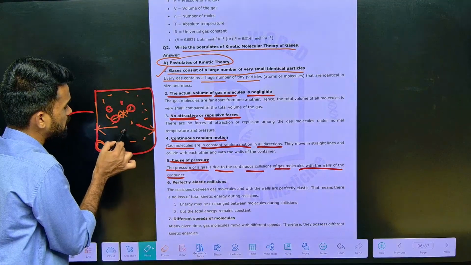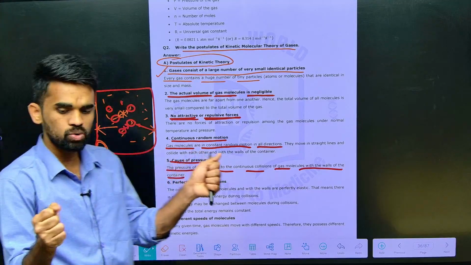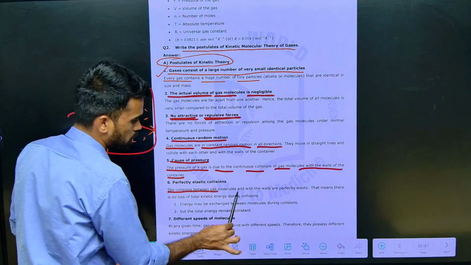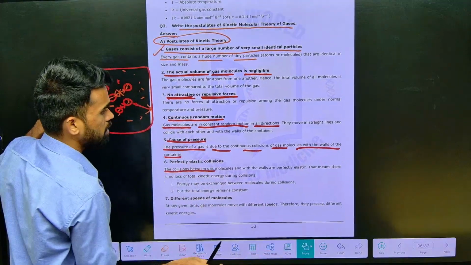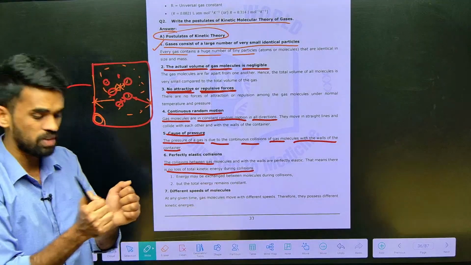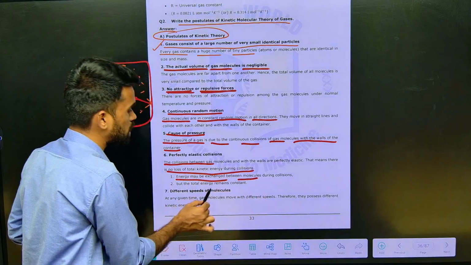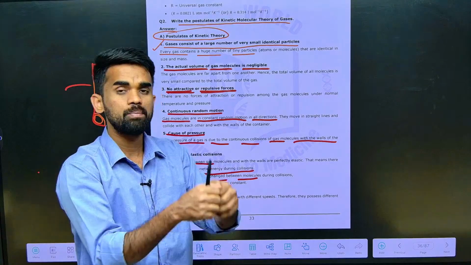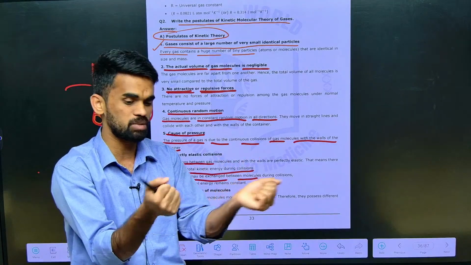Now the collisions between the gas particles are perfectly elastic. It means when two gas particles collide, it is perfectly elastic. The collisions of the gas molecules with the walls of the container and between them are perfectly elastic, and there is no loss of kinetic energy during the collision. Energy may be exchanged between the gas molecules during the collision, but total energy remains constant. Overall kinetic energy will not be lost or gained; it is transferred from one molecule to another due to these collisions.